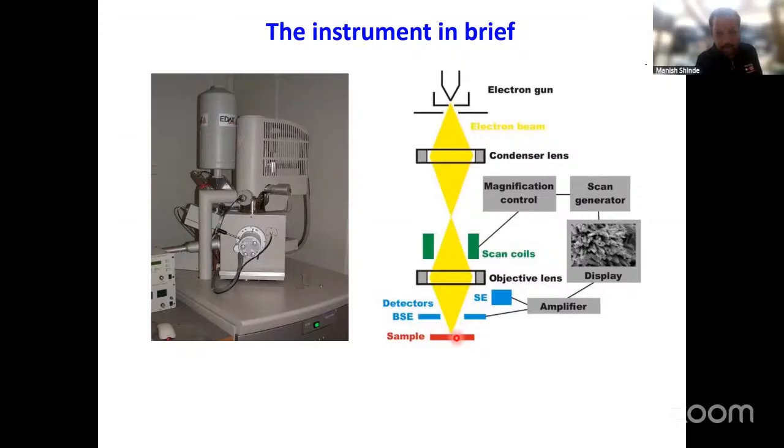Then, as I told you, we have to capture two important signals. Basically, three important signals: X-rays, secondary electrons, and backscatter electrons. There is one detector for the secondary electrons, one detector for backscatter electrons, and one detector for EDS also, the X-rays, but that is not shown here in the schematic, but it is there in the machine.